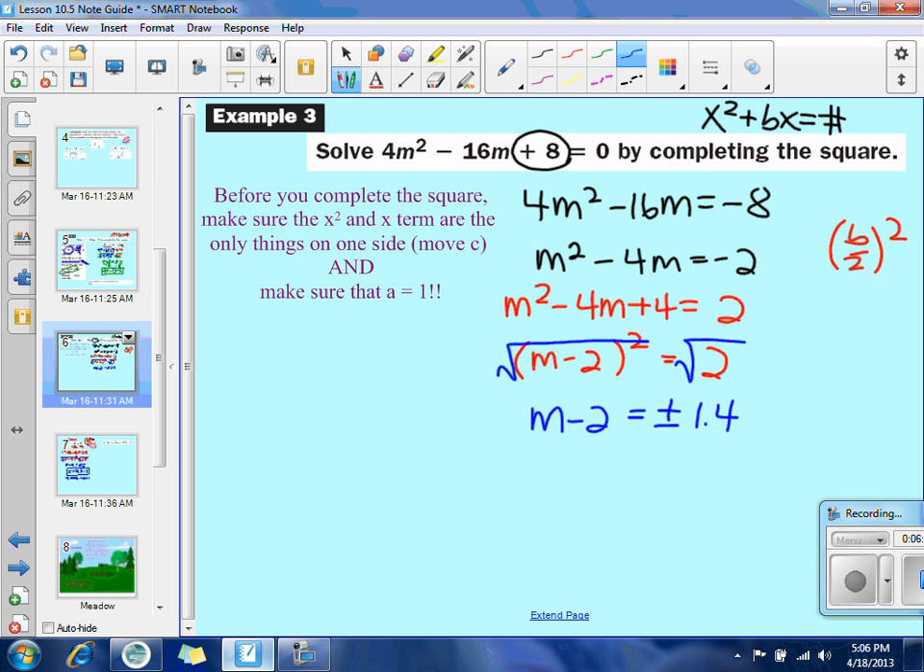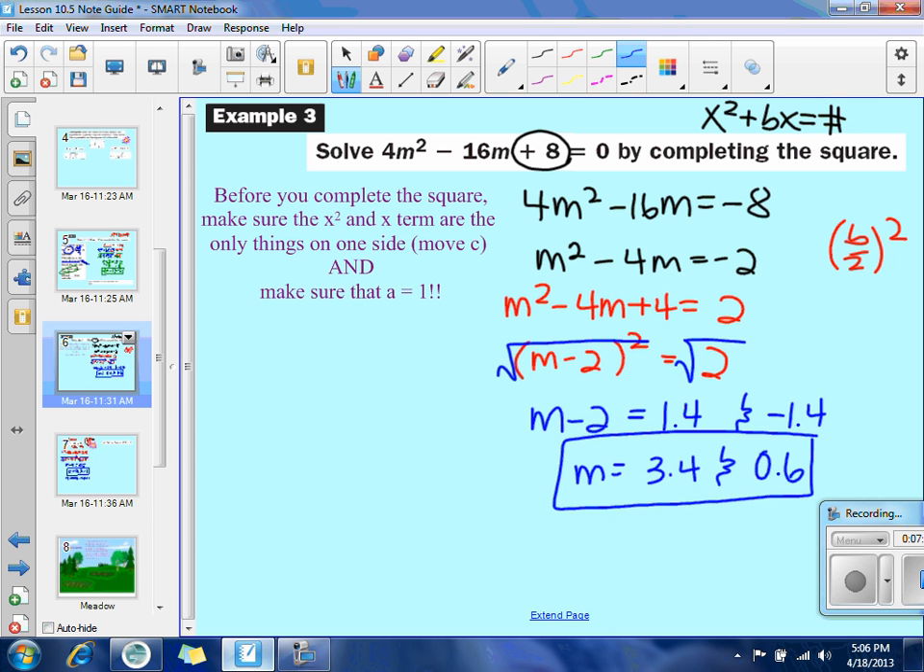Sometimes it might be helpful, instead of writing it like that, if you know you're going to have to take positive 1.4 and negative 1.4 plus 2, to write that out. So that actually gives us 3.4, and negative 1.4 plus 2 is actually 0.6. If we plug in these values, they actually do work in this equation. So that's how you would go about doing that.